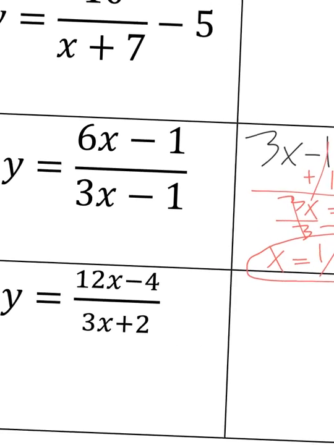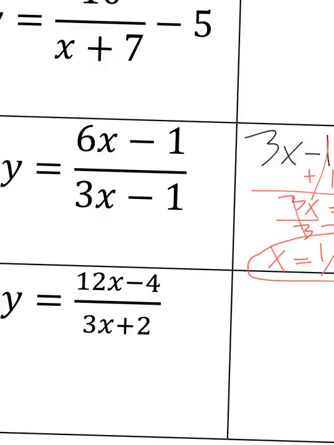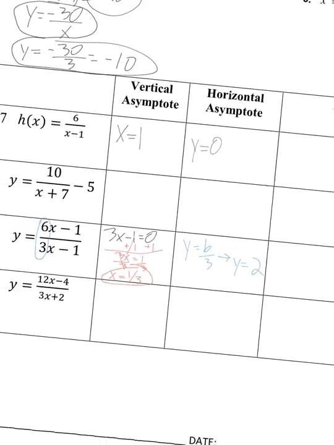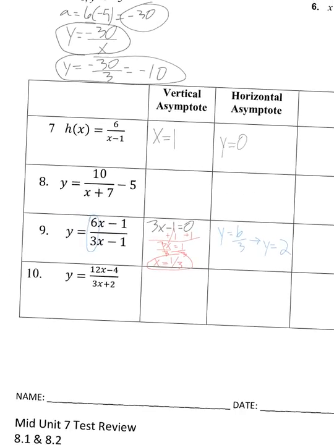This one, you have no number on the side, but you have an x on top and on bottom, so you divide those. So I'm going to say y equals 6/3. But we know what 6/3 is. That's 2. So I'm just simply going to say y equals 2. Okay? So now I've identified my asymptotes.